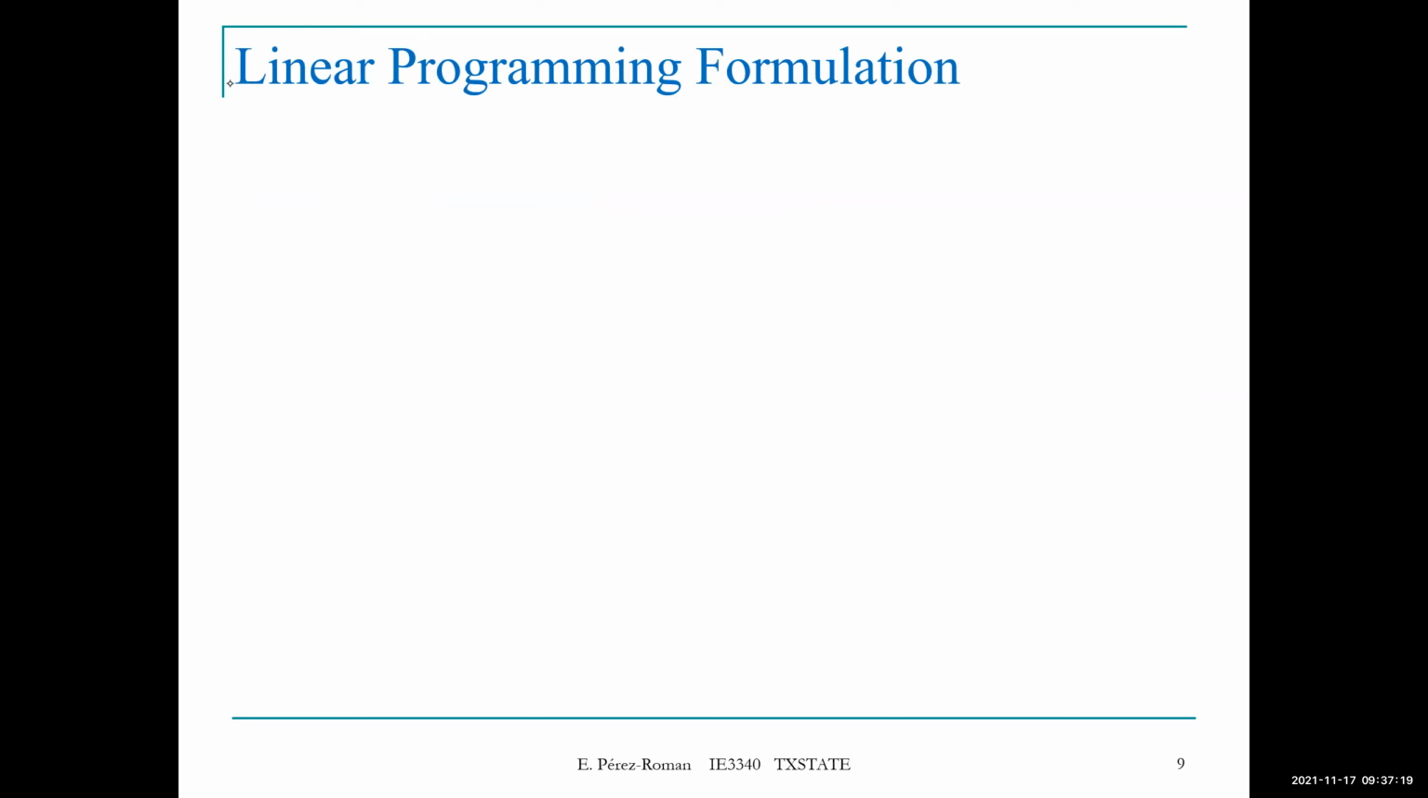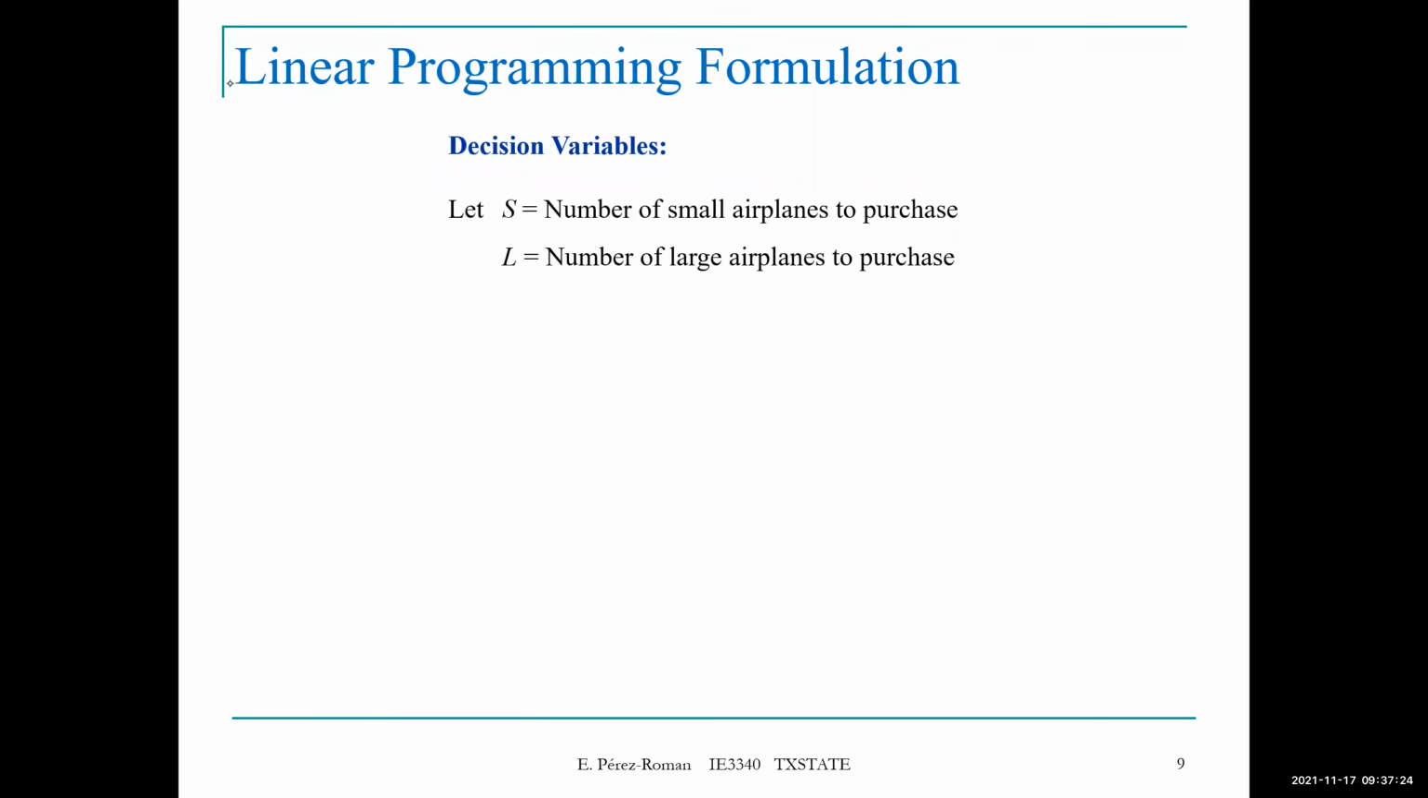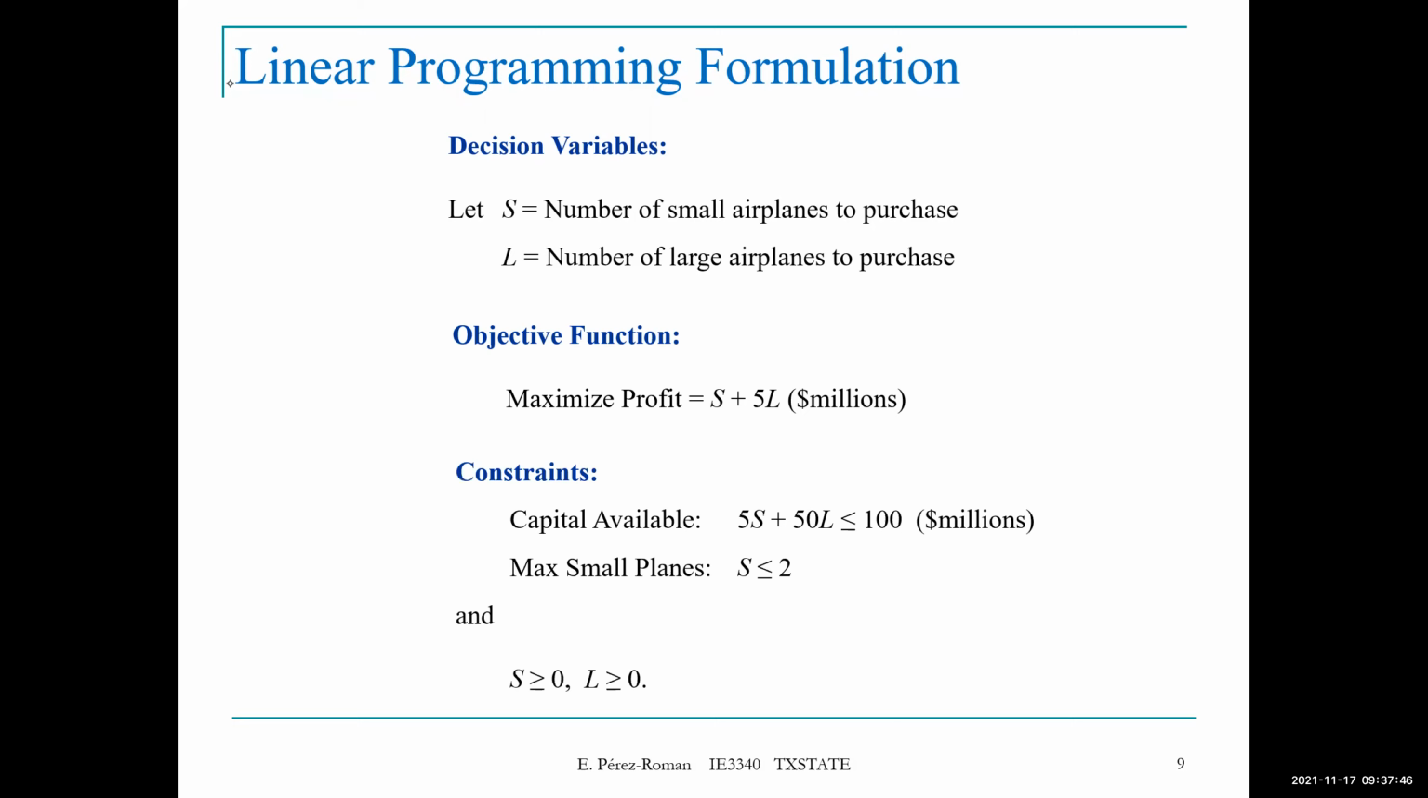So if we try to formulate this using linear programming, we're going to have 2 decision variables. One will tell us how many small airplanes we're going to purchase. L will tell us how many large airplanes to purchase. And the objective function will be to maximize our profit. So as we already saw in the table, we have 1 million for small airplanes and 5 million for large airplanes. And we have some capital constraint in terms of capital available.